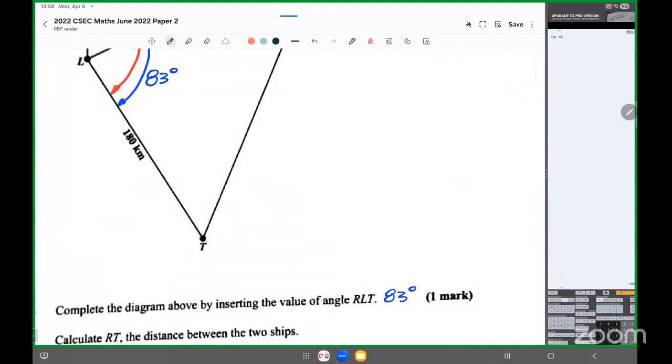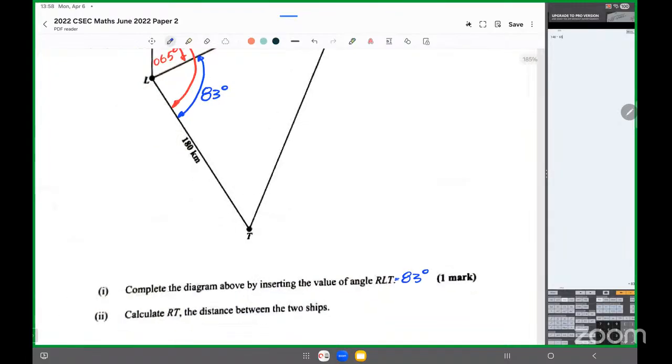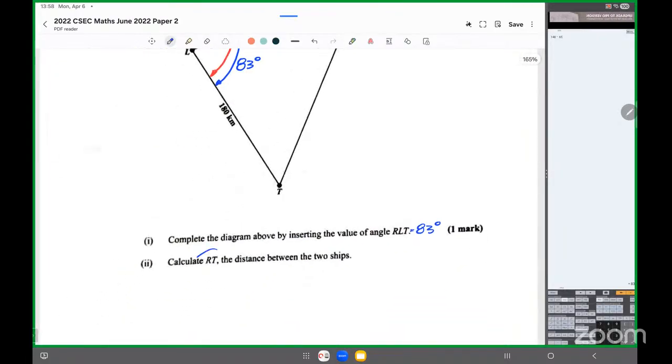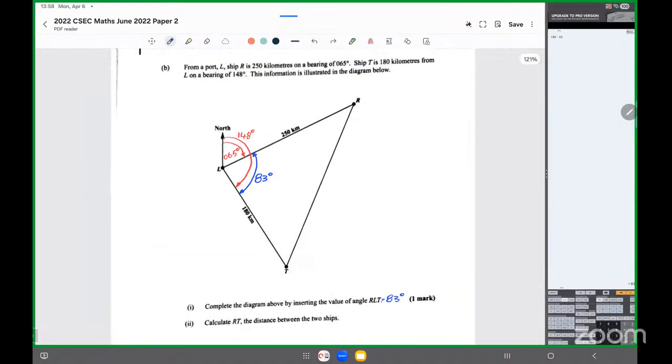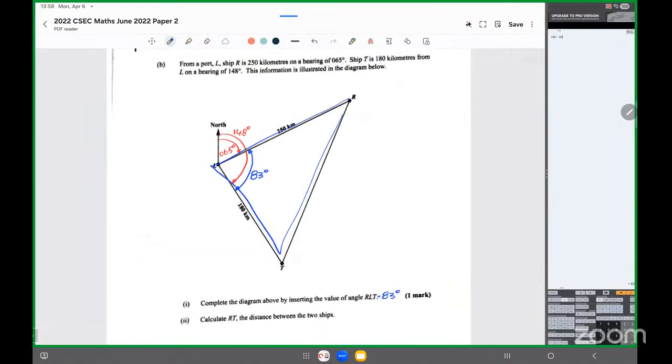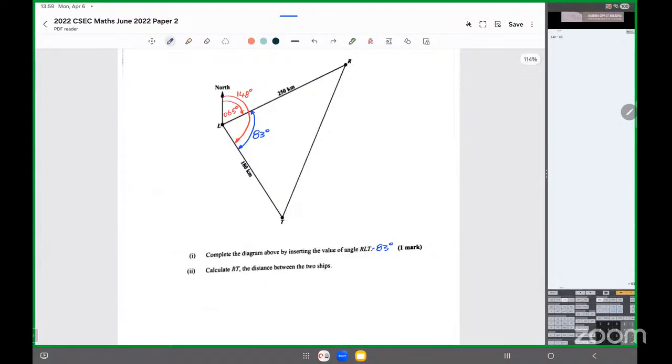That angle is 83 degrees. All right. Then it says calculate RT, the distance between the two ships. So we're going to be working in this triangle. We have two sides and an angle between them. That's the cosine rule. We're going to be using the cosine rule to find this side over here. So let's tell the examiner: cosine rule.